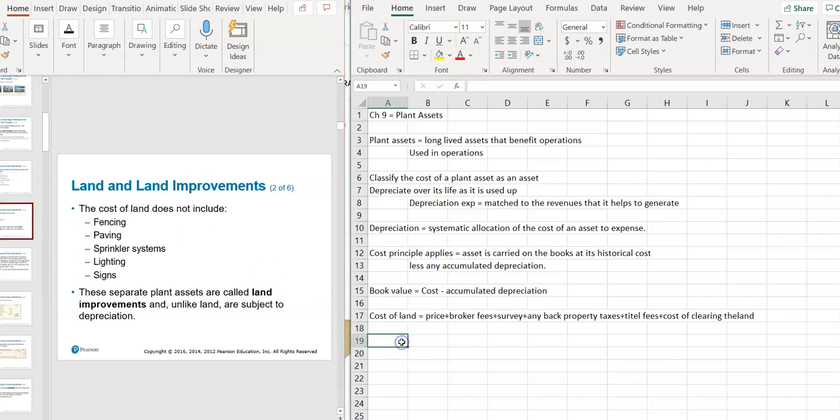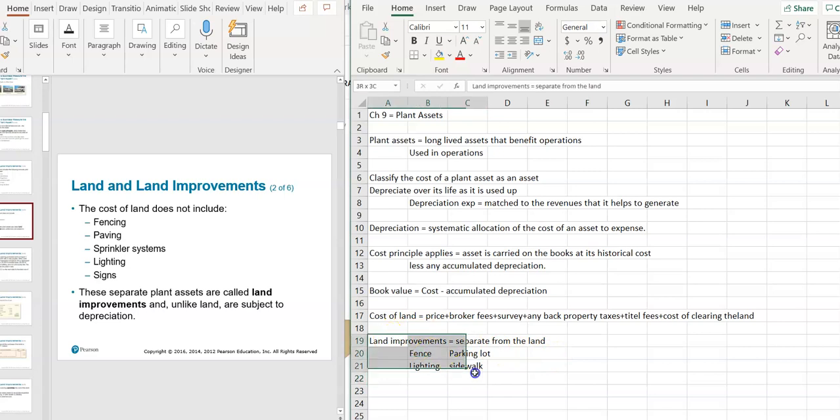All right, land improvements are separate from the land. These might be things like a fence, lighting, a parking lot, a sidewalk. That stuff is all separate from the land. If you remember, we don't depreciate land because its life is unlimited. We can't put a life to land, but land improvements we can put a life to.